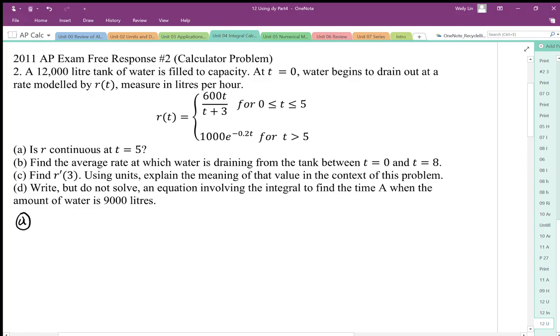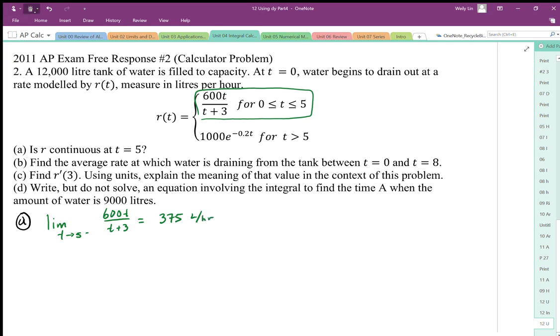So what we want to do is see what's happening to this function as we approach it from the left-hand side and as we approach it from the right-hand side. So I'm going to let the limit as t approaches 5 from the left of 600t over t plus 3. When I plug in t equals 5, I get 3,000 divided by 8, and that works out to be 375. And that is liters per hour.